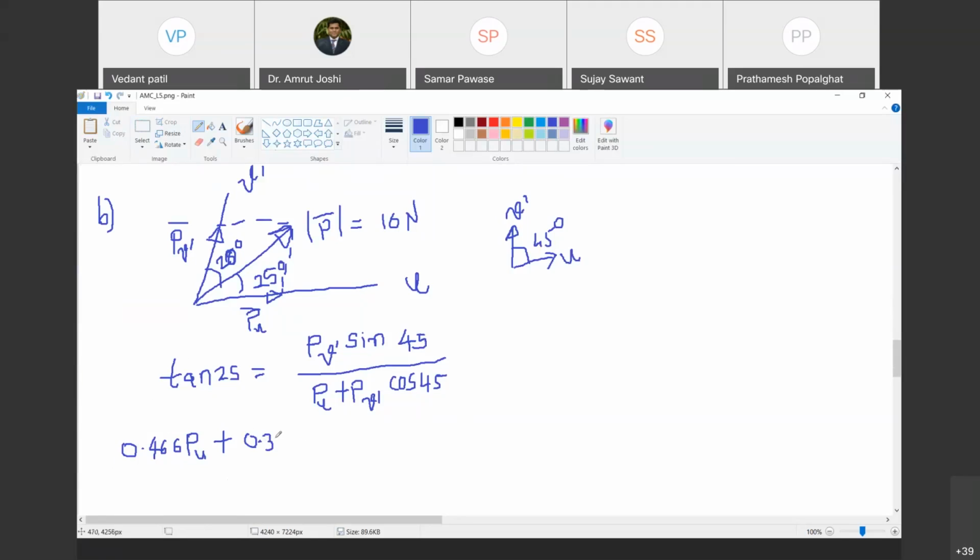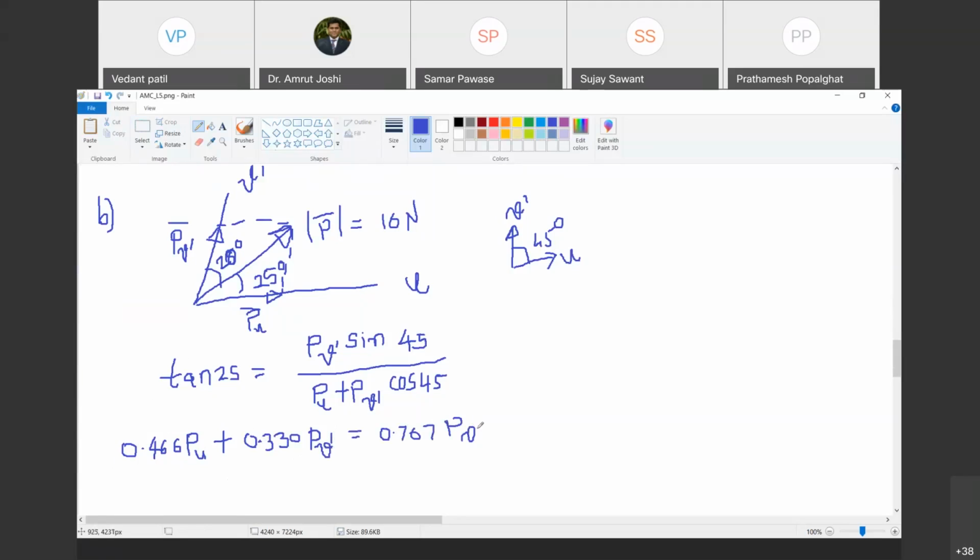Yes sir. So I can as well write it as 0.330 if you agree. So it is 0.330 PV dash. Do you agree with me? Yes sir. This must be equal to, how much is sine 45? 1 by root 2. So sin 45 is 0.707. 0.707 PV dash. Yes sir.